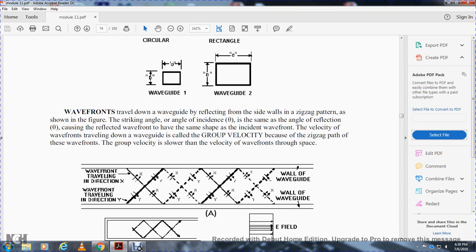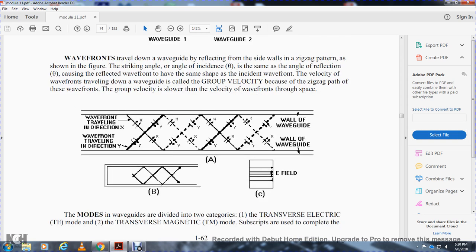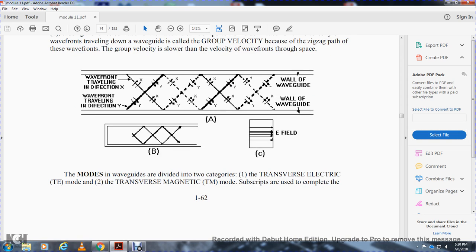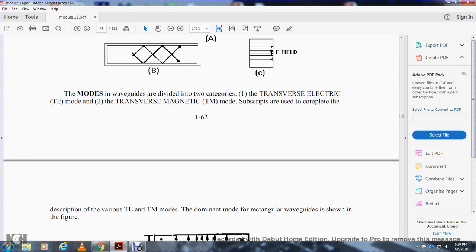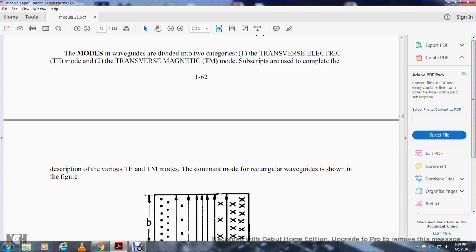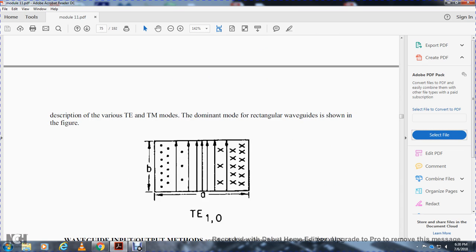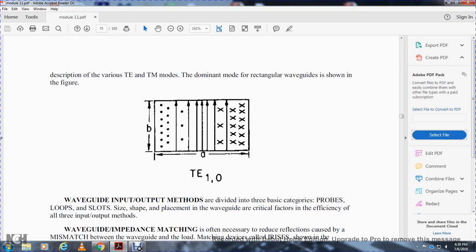There is a wavefront in the direction of X and a wavefront in the direction of Y. The wall of the waveguide, B and C, shows the electric field. The modes in waveguides are divided into two categories: transverse electric mode and transverse magnetic mode. Subscripts are usually used to complete the description of the transverse electric and transverse magnetic modes. The dominant mode of the electric wave is shown in the figure, transverse electric 1-0. Waveguide input methods are divided into three basic categories: probes, loops, and slots.